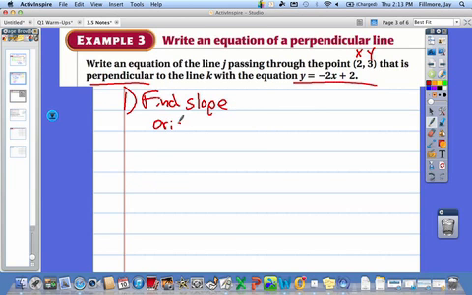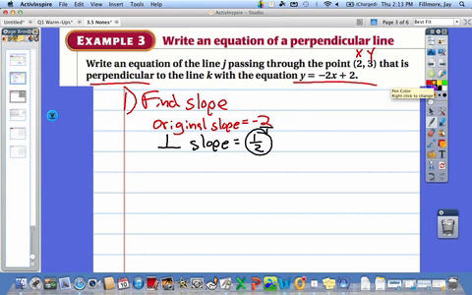So your original slope is negative 2. Your perpendicular slope will be the opposite reciprocal. It's no longer negative 2, it's a positive. And instead of 2 over 1, because it needs to be a fraction, we flip it. So it's 1 over 2. So that's our new slope. We no longer use anything from the original equation. All we use is our new perpendicular slope. Next, again, we find our y-intercept, or our b.